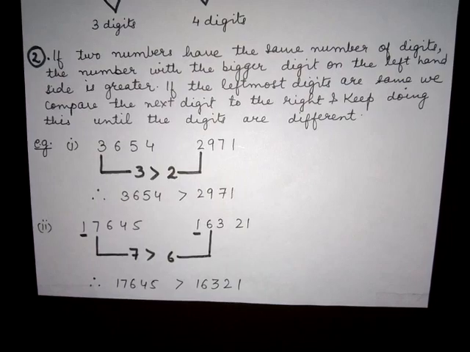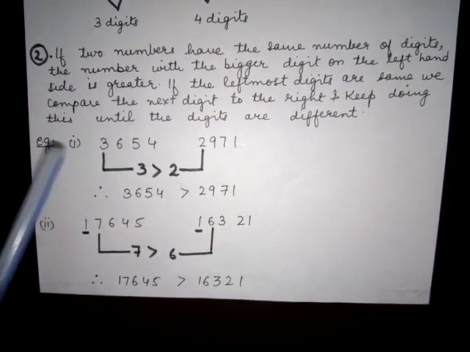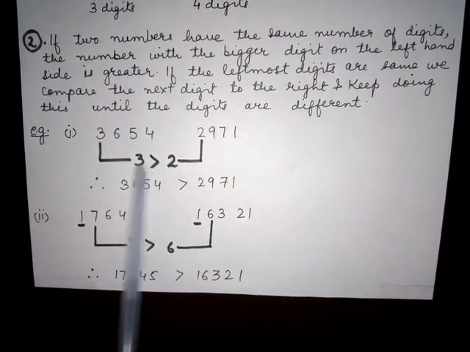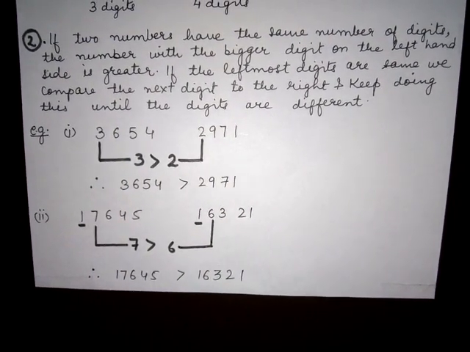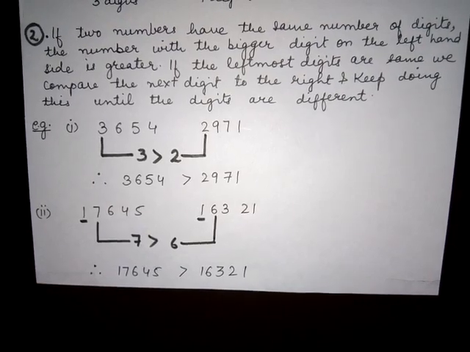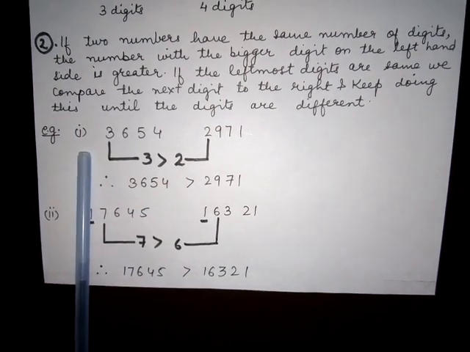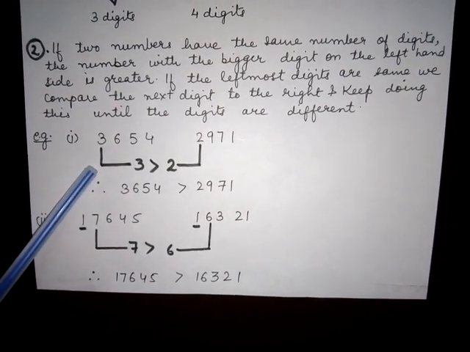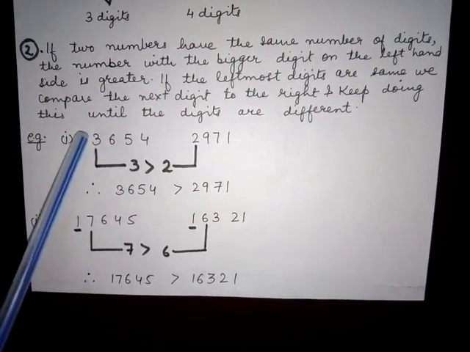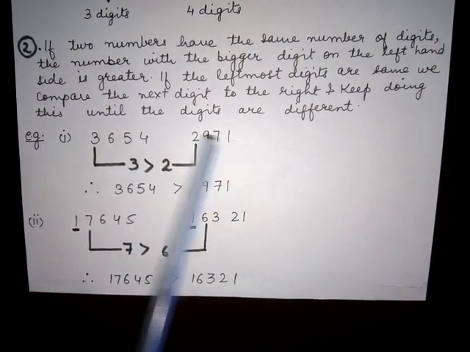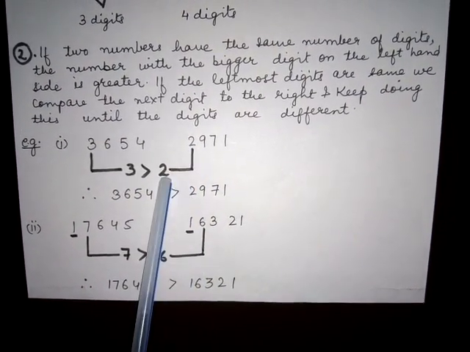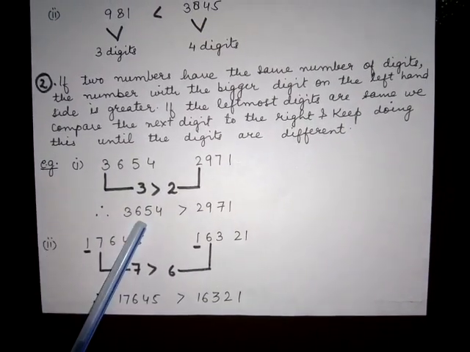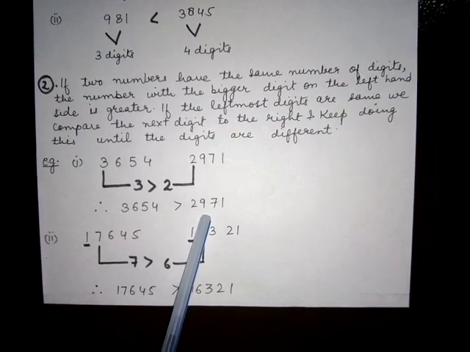So you can see in this example, we have two numbers here, 3654 and 2971. Both numbers have 4 digits. So in this case, how can we compare? We will move on to the left hand side. From the extreme left, we will check the first digit of both numbers. So here from the left, what is the first digit? 3. And in this number, what is the first digit from the left? 2. So which is greater? 3 is greater. So that is why 3654 is greater than 2971.